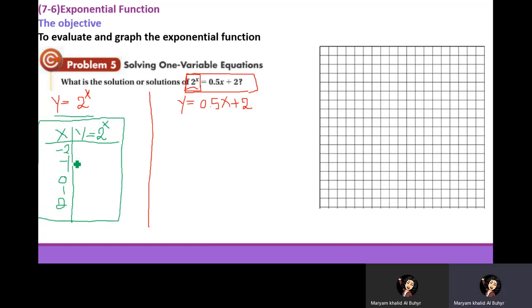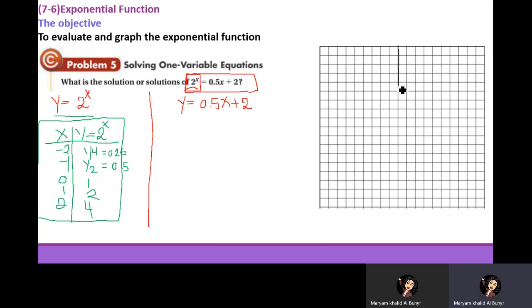let's calculate this one. Once I have -2, it will be 1 over 4, which equals 0.25. Once I have -1, it will be half, which is 0.5. Once I have 0, it will be 1. Once I have 1, it will be 2. Once I have 2, it will be 4. I'm pretty sure you know what I'm doing. I'm taking this one, I'm replacing it here, and then I'm trying to find the answer. Now, I'm 100% sure you can easily graph this after the explanation that I did.